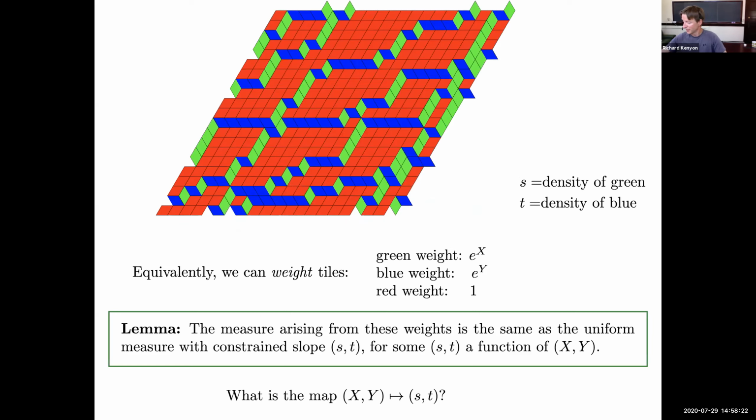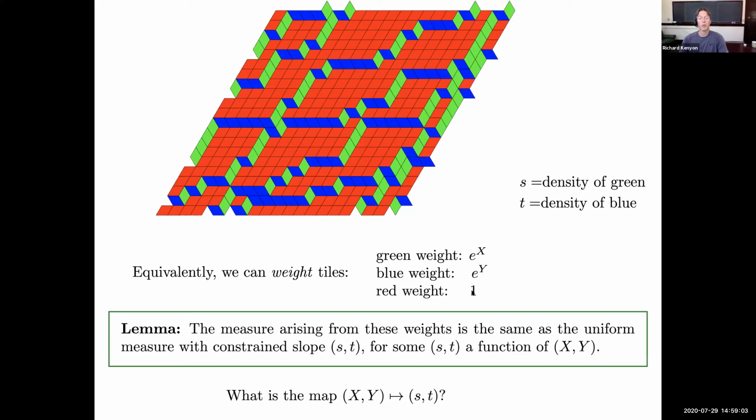All right, so as Hugo mentioned already, there's another way to think about this particular measure. Rather than fixing the densities, I have the option of weighting the tiles. There's three kinds of tiles, red, blue, and green, and I'm going to put a weight e to the x on the green tiles, e to the y on the blue tiles, and 1 on the red tiles. No reason not to scale the weights so that the red tiles have weight 1. And here x and y are just some real numbers.